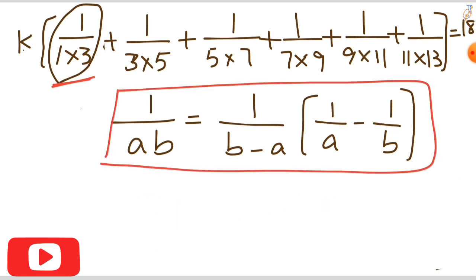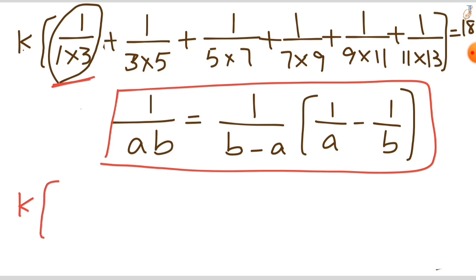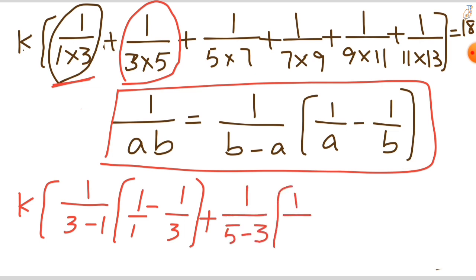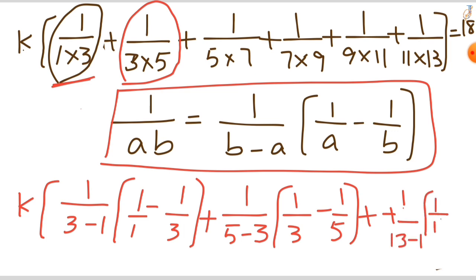According to this formula, we can write k times 1 over 3 minus 1 times 1 over 1 minus 1 over 3 plus this 1 over 3 times 5, also we can write this as 1 over 5 minus 3 times 1 over 3 minus 1 over 5, and so on. Write all the terms. The last term is 1 over 13 minus 11 times 1 over 11 minus 1 over 13, that is equal to 18.